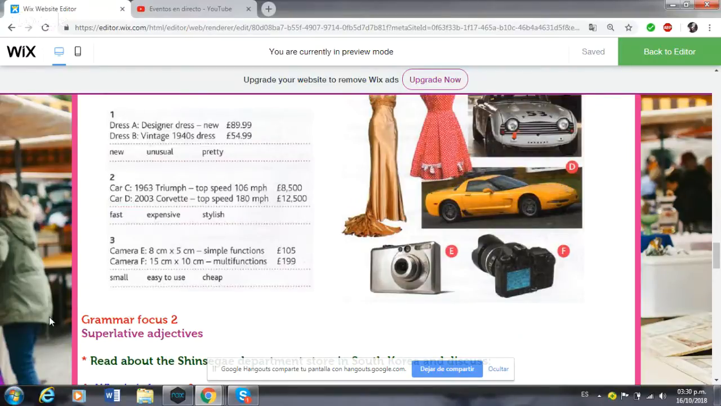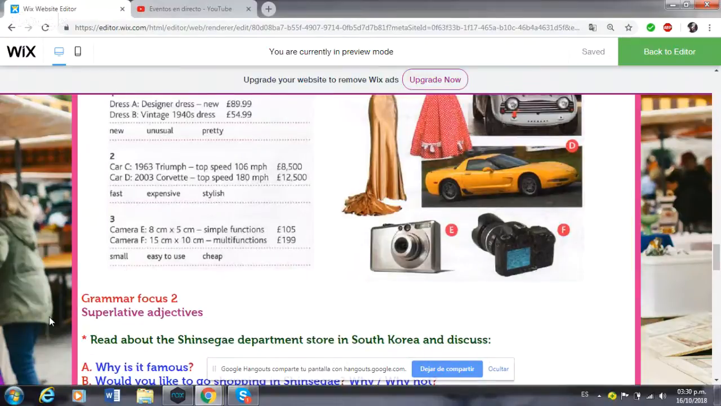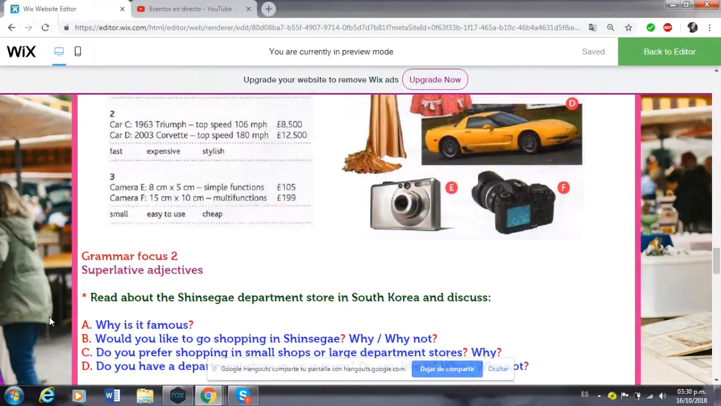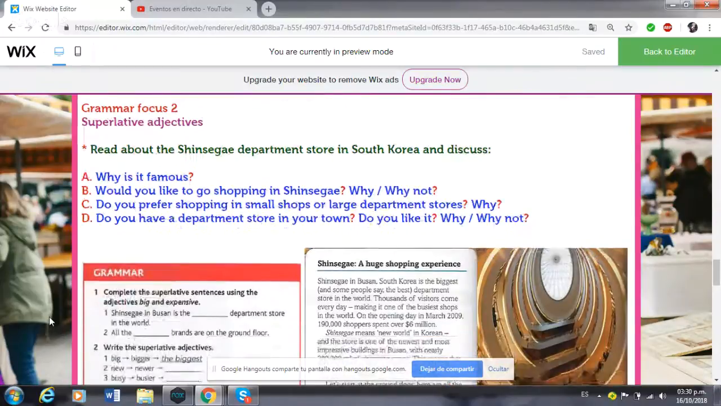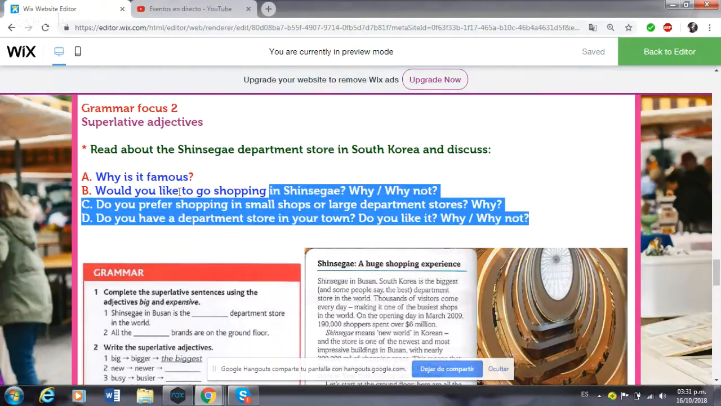Then, this is an exercise about the comparative form. Now let's see the superlative form, superlative adjectives in this case, grammar focus 2. In this exercise about superlative adjectives, you need to read these stats, as you can see in the photo, about Shinsegae department store in South Korea and its cost. Then you need to discuss these questions. A, why is it famous?